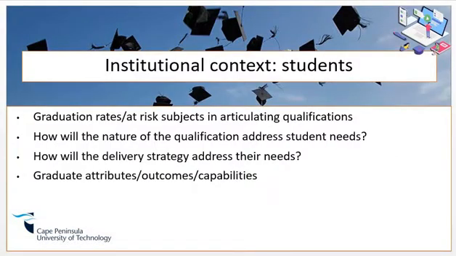The institutional context also concerns our students. So how do our programs meet student needs? How does the nature of the qualification and the delivery strategy meet their needs? How does it articulate with other qualifications and subjects, and how robust are these other qualifications that it articulates with?